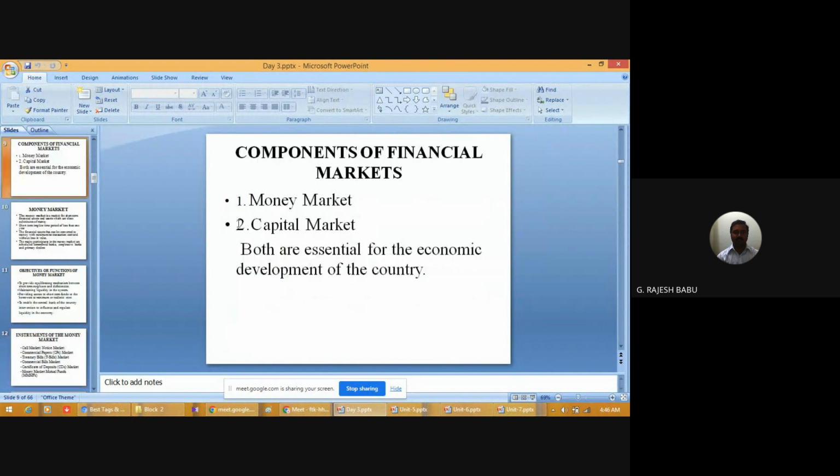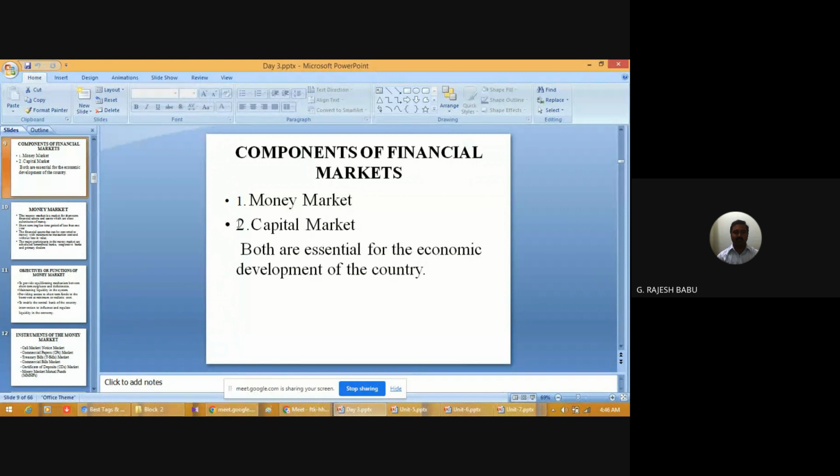Then the components or structure of the financial market. The structure of the financial market is divided into two: money market and capital market. Both are essential for the economic development of the country.